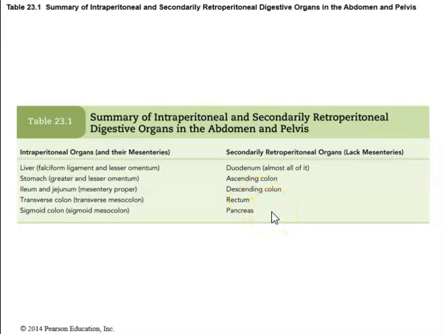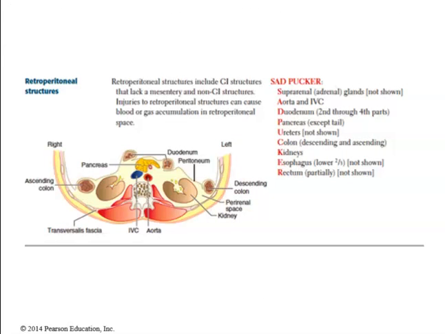Now, there is a mnemonic that helps you remember the retroperitoneal organs. And you might see this again, possibly as a bonus question. So, SAD PUCKER. SAD PUCKER is a great mnemonic device that helps you remember the retroperitoneal structures, which include both primary and secondarily retroperitoneal GI structures. So SAD PUCKER, S stands for suprarenal or adrenal glands. A stands for the aorta and the inferior vena cava.